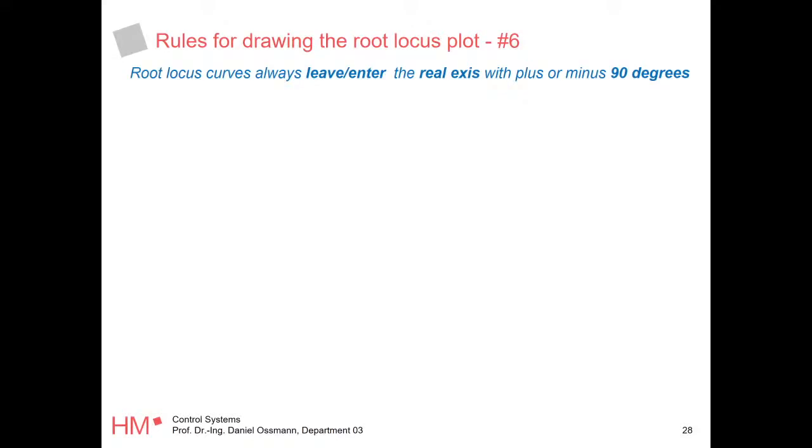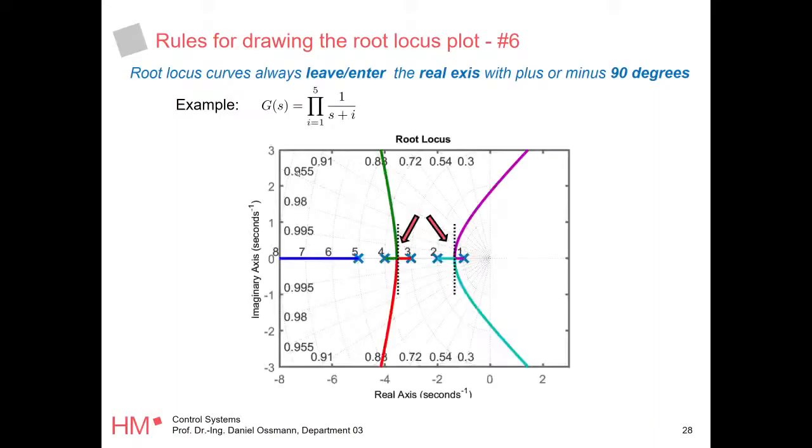The root locus curves always leave and enter the real axis with plus minus 90 degrees. Okay. So let's say we have a PT5 system where we have poles -1, -2, -3, -4, -5, and we're going to take a look at this system. And a matter of fact is that these poles basically split up here, and they leave the real axis at plus minus 90 degrees, right? It's always going to be like that. Whenever they hit each other, they're going to leave, one goes up, one goes down, and it happens at 90 degrees.